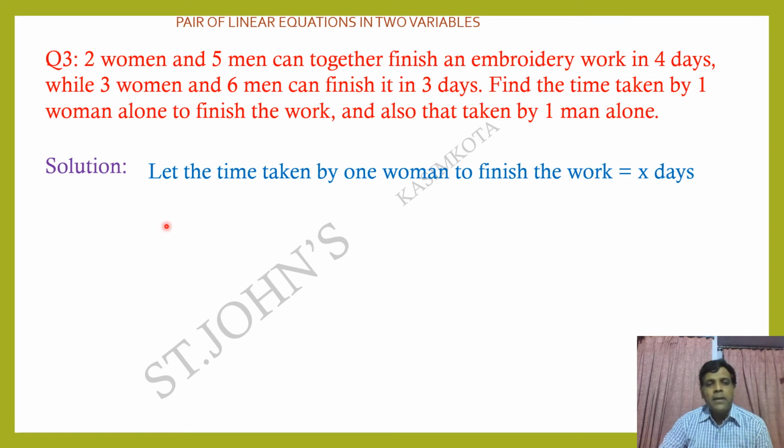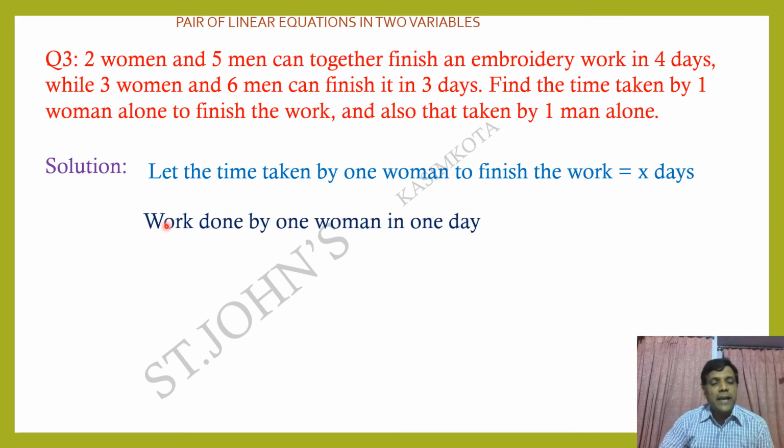At the same time, work done by 1 woman in 1 day. Total days, X days. X means unknown. Suppose 5 days, so one woman can complete the work in 5 days. 1 day's work is 1 by 5, 2 days' work 2 by 5, 3 days 3 by 5, 4 days 4 by 5, 5 days 5 by 5, which means 1 complete work. So work done by one woman in 1 day is 1 by X. Are you clear?